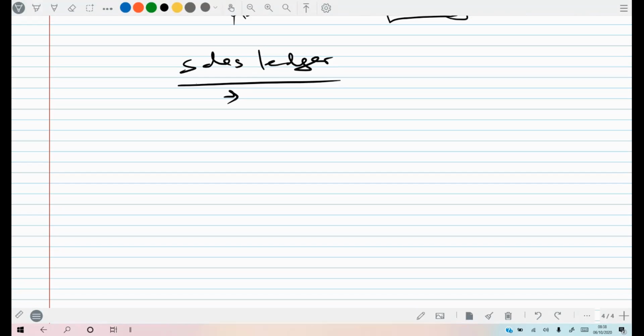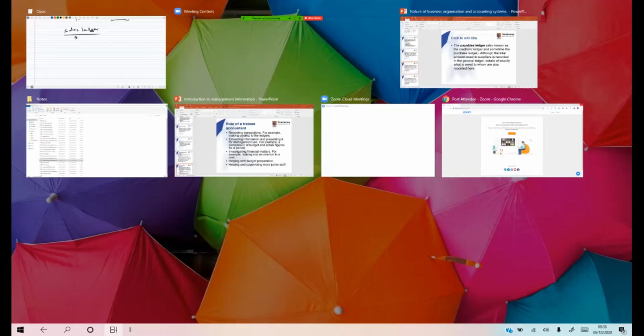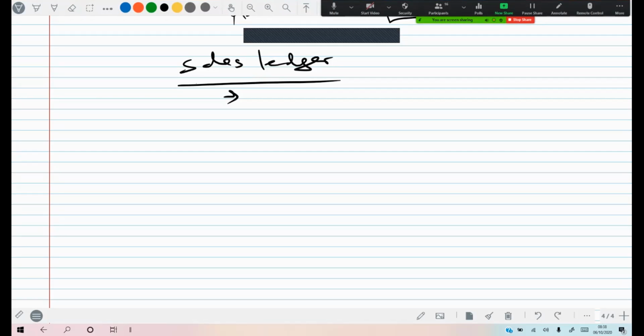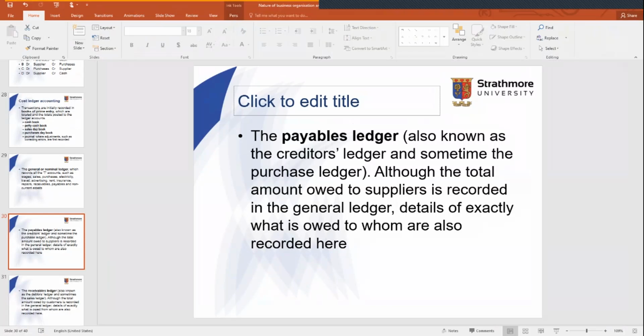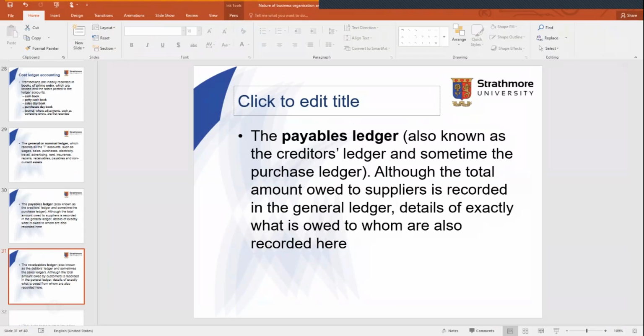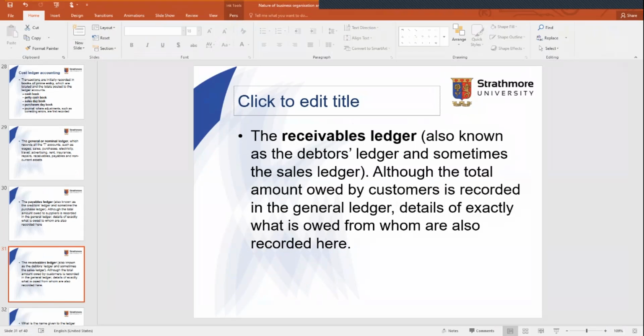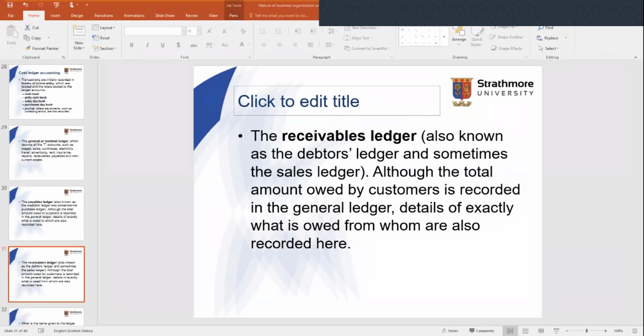That's in the case of the purchase ledger, or the payables ledger. Then of course we have what we call the receivables ledger. The sales ledger I think I've mentioned. Here, don't forget, it's more towards giving us more detail regarding the sales the company has made within a given time period.